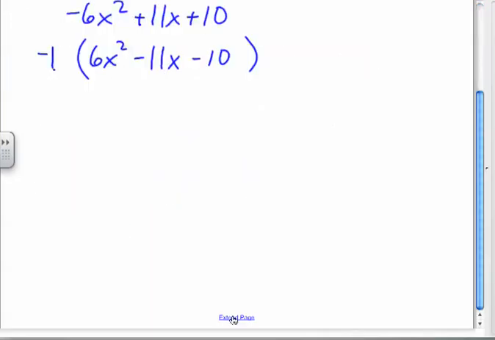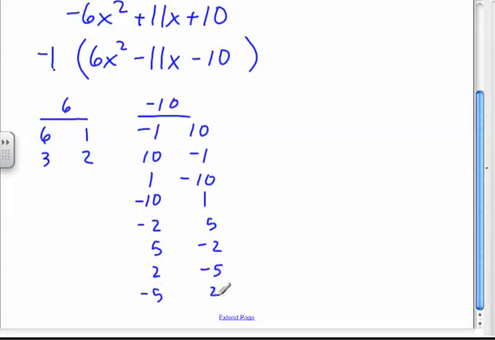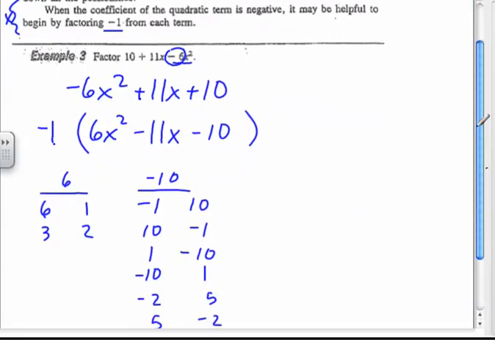Okay, fair enough. Let's see, it's 6. So I'm going to do 6 and 1, 3 and 2. And then I've got -10. So I know it has to be a -1 and 10, which means 10, -1. Or it could be a 1, -10, which means -10 and 1 when I give it to both positions. Or it could be -2, 5, 5, -2. Or 2, -5, -5, 2. Now, I'm going to do my combinations, and you can see I'm going to have 16 combinations here.